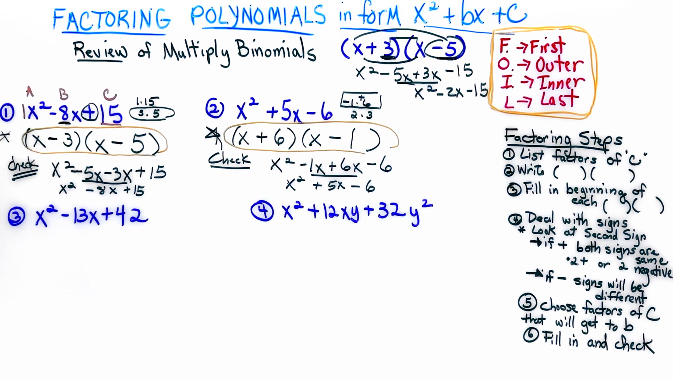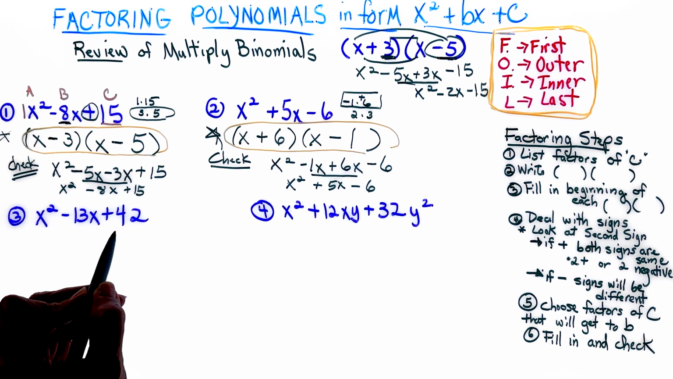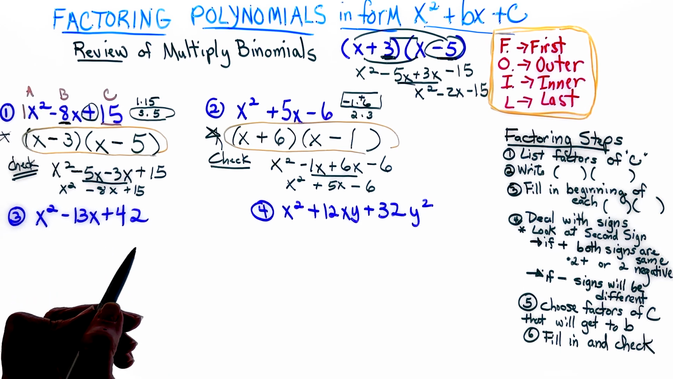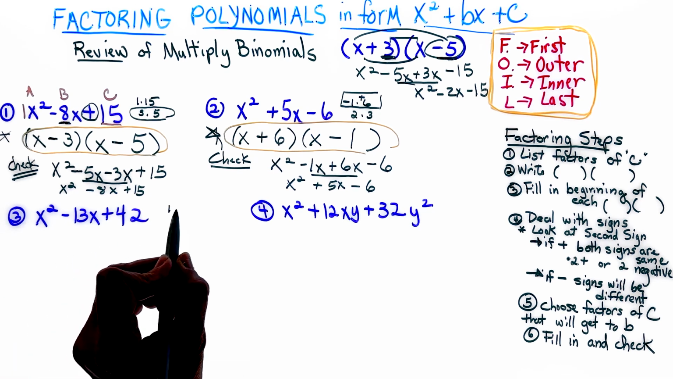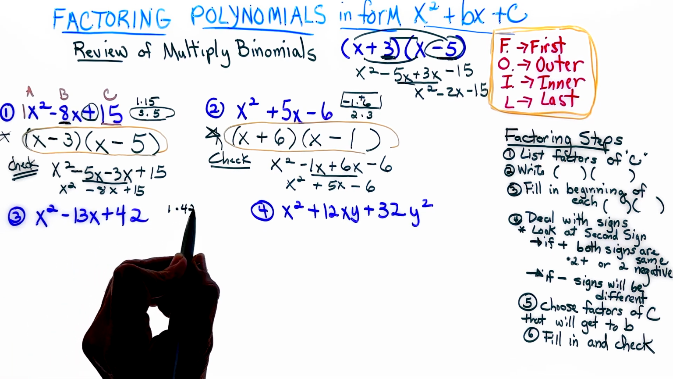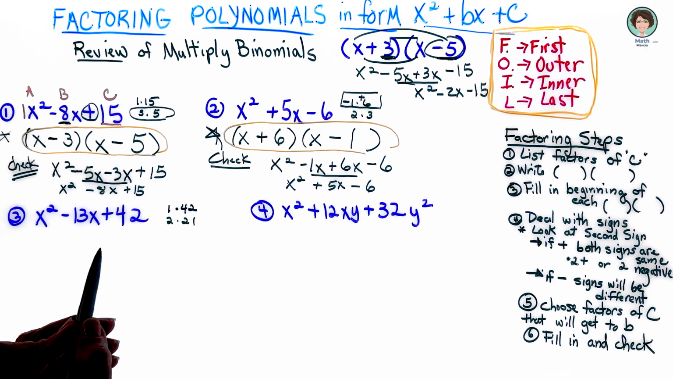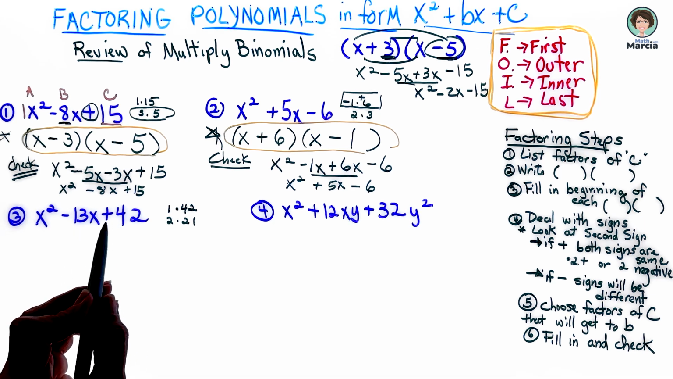For question number 3, we have x squared minus 13x plus 42. Okay, so we want the factors of 42. And you might say, well, that's going to take a long time. It's not so bad. We're just going to say, well, 1 times 42. We know it's 2 times 21. Remember, this is a plus sign.